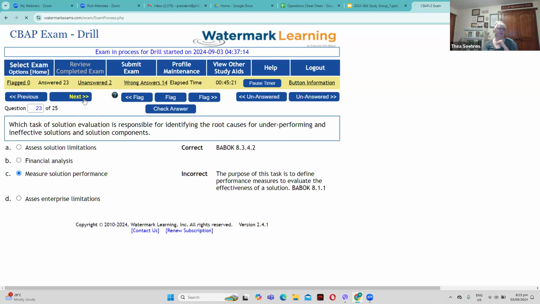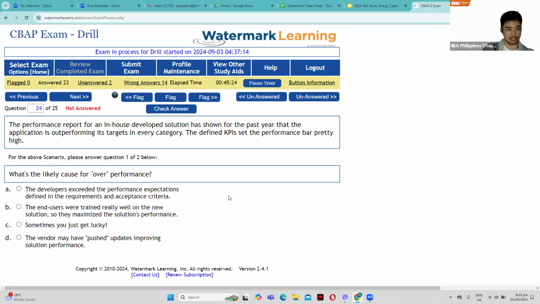Okay, so we have another scenario-based one for the last two questions. The performance report for an in-house developed solution has shown for the past year, the application is outperforming its targets in every category. So finally, good performance. The defined KPIs set the performance bar pretty high. So number one, what's the likely cause for overperformance?